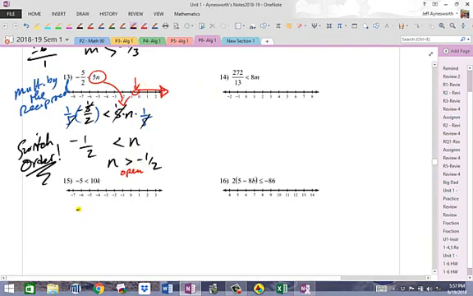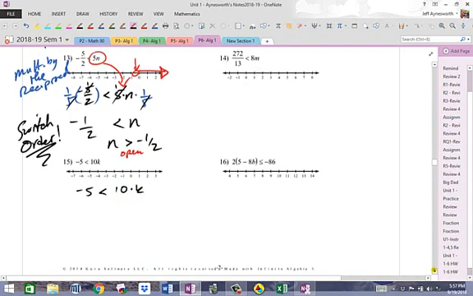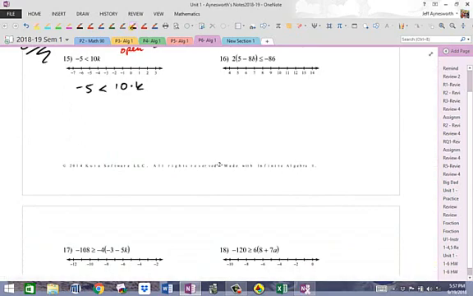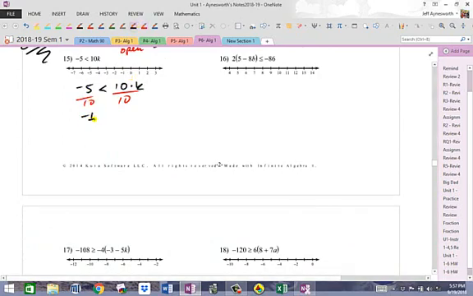Okay, next one. Negative 5 is less than 10k. And notice that, let me rewrite it. 10 times k, right? 10k is 10 times k. You guys got to figure that out. When you know that, you divide because that's the inverse, right? So negative 5/10 is negative 1/2. You reduce. All right, and then you get negative 1/2 is less than k.